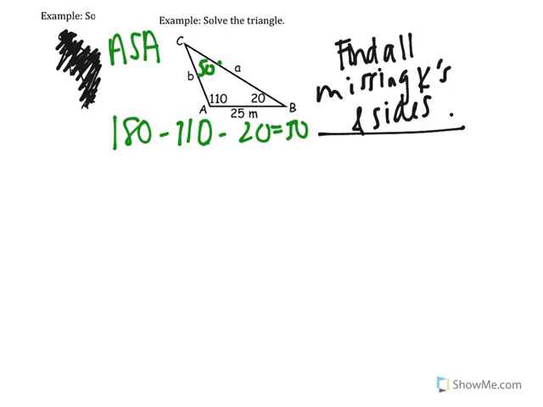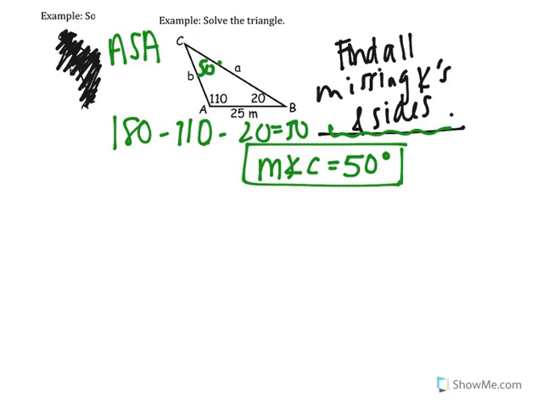Okay? So again, we're solving the triangle now. So we need to solve for two missing sides and an angle. We already found the angle that we're missing. I don't care if you want to mark it, circle it, however you want to do it. So I'll say measure of angle C equals 50 degrees. That's the first thing I needed to find. Okay? Now let's move on to the rest.